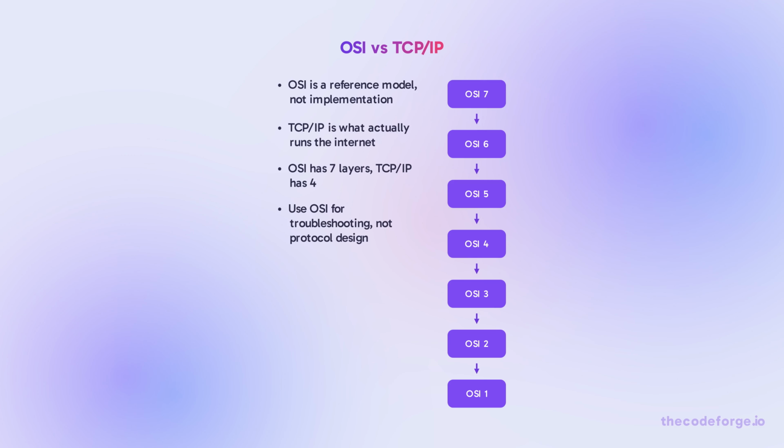The OSI model is a reference model, not an implementation blueprint. TCP/IP is what actually runs the internet. OSI describes how networking could work. TCP/IP is how it does work. This mismatch causes confusion when debugging. Don't expect to see OSI layers in your packet captures.